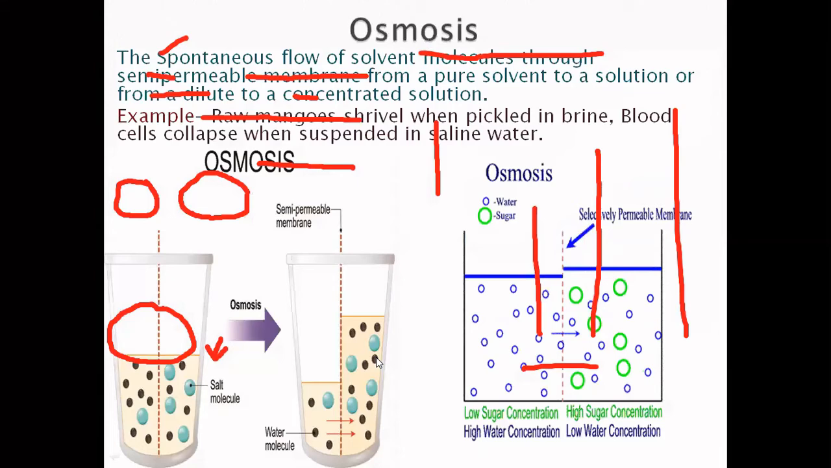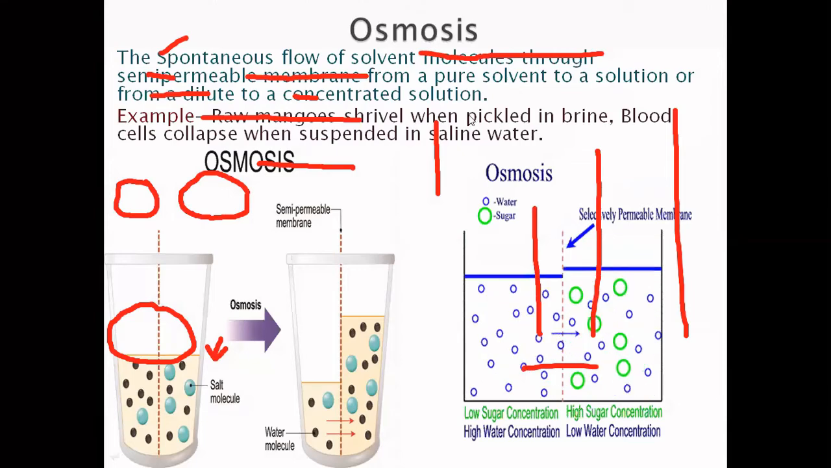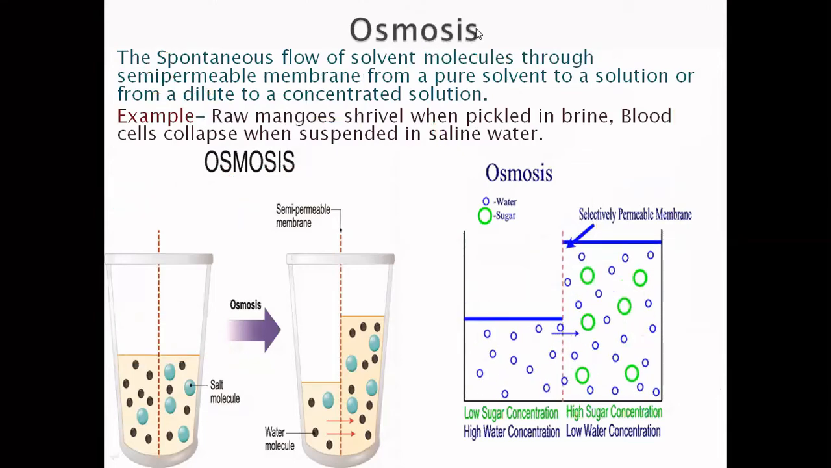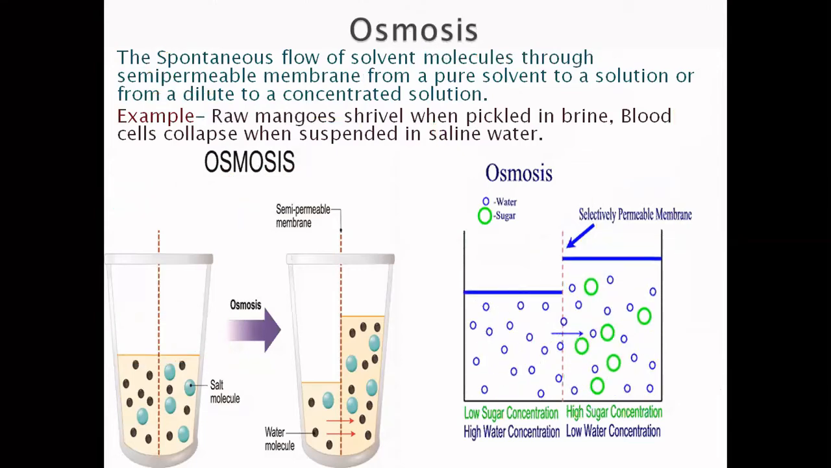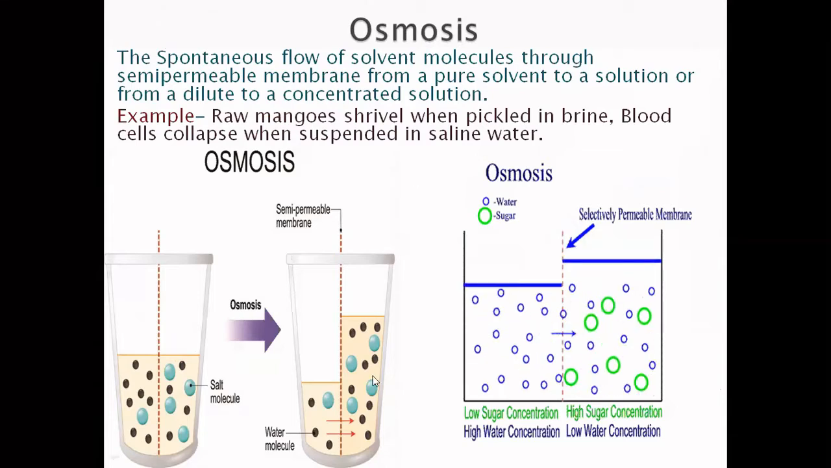Let's move to the next slide. It is osmosis. We have to see osmosis. This is another property, the fourth colligative property. Osmosis is that phenomenon which we generally see in our daily life. There are several examples which I'll be giving you. What does osmosis mean? Look at this figure.